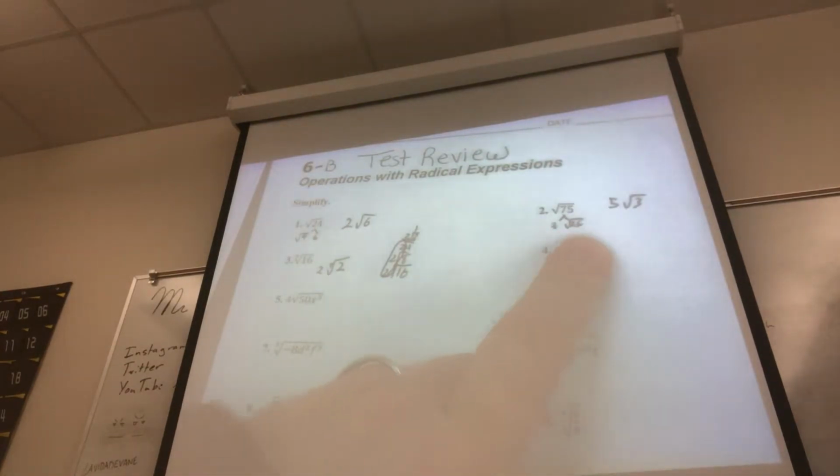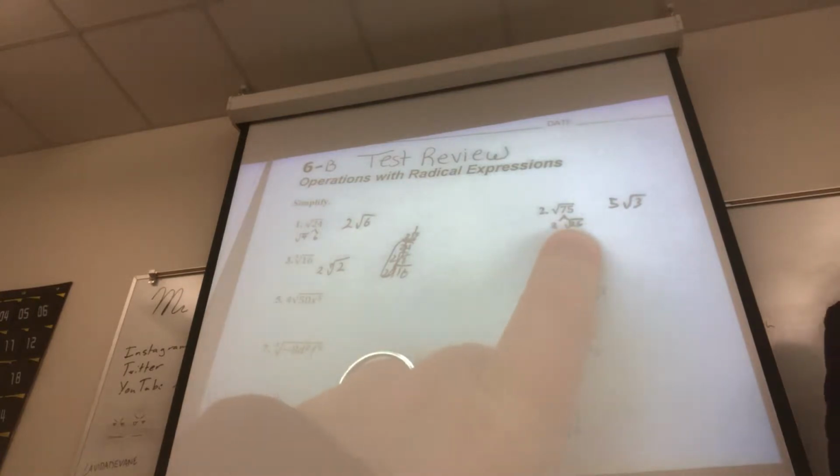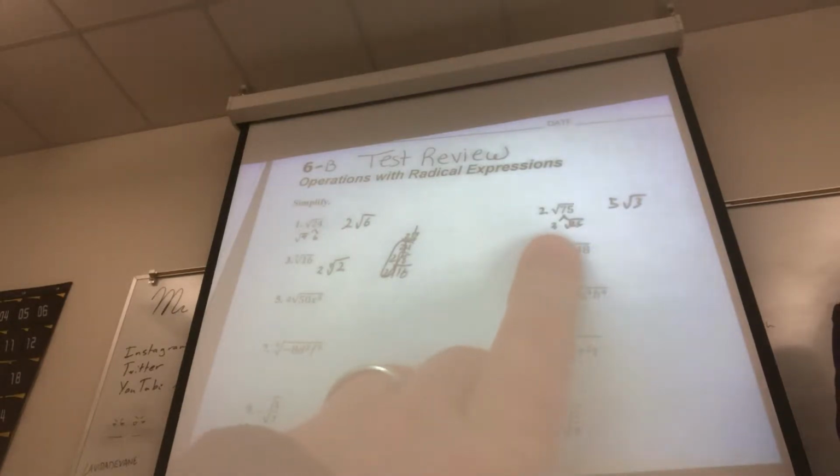Well, if we'd done the birthday cake method on number 2, that 25 would have split into 2 different 5s. So the 5s would have been grouped together. They would have gone to the outside. This 3 would remain unpaired. Oh, because there's 2 5s. Right.